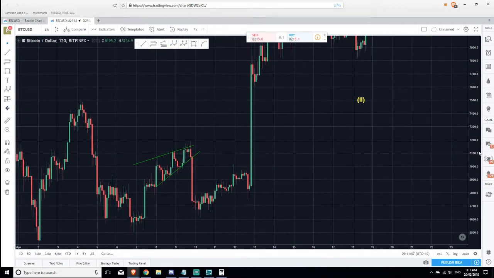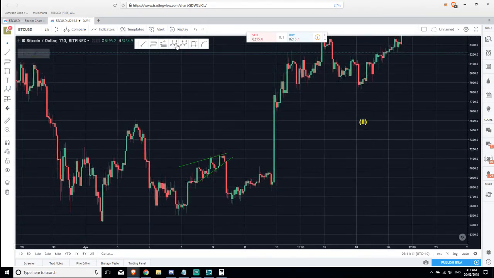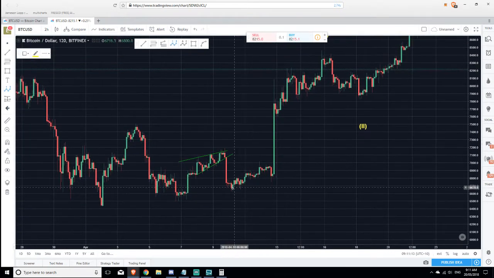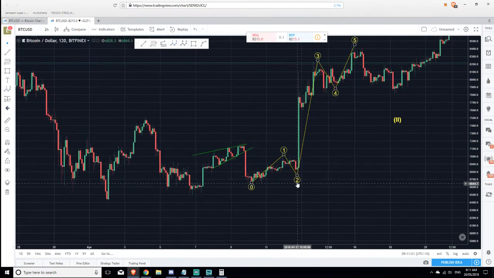So we'll talk about the third wave now. This we can say is the third wave. Something like this: 2, 3, 4, 5, 3, 4, 5. Something really simple, just like this.